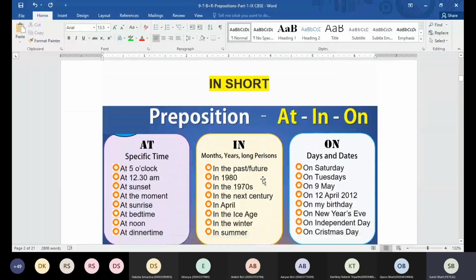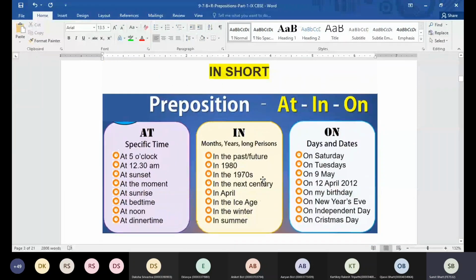Now, in short, guys, if you refer to the prepositions, for specific time we are going to use at, and for month, year, long period, in that case we use the word in. For on, we can use when we have day and dates, specific dates. At is for things like at 5 o'clock, at 12:30, at sunset, at the moment, at sunrise, at bedtime, at noon, at dinner time. In is going to be for duration of time, in the past, in the future, in the 1980s, in the 1970s, in the next century, in April, in the ice age, we can say in the winter, in summer.